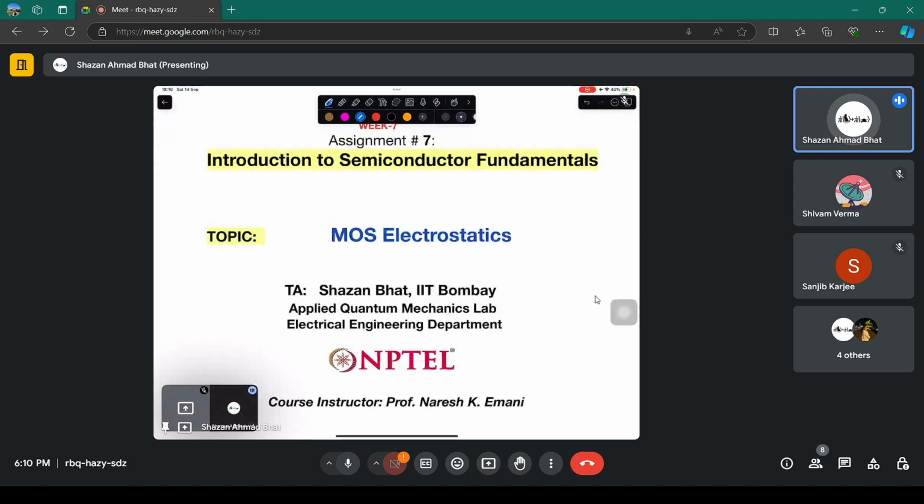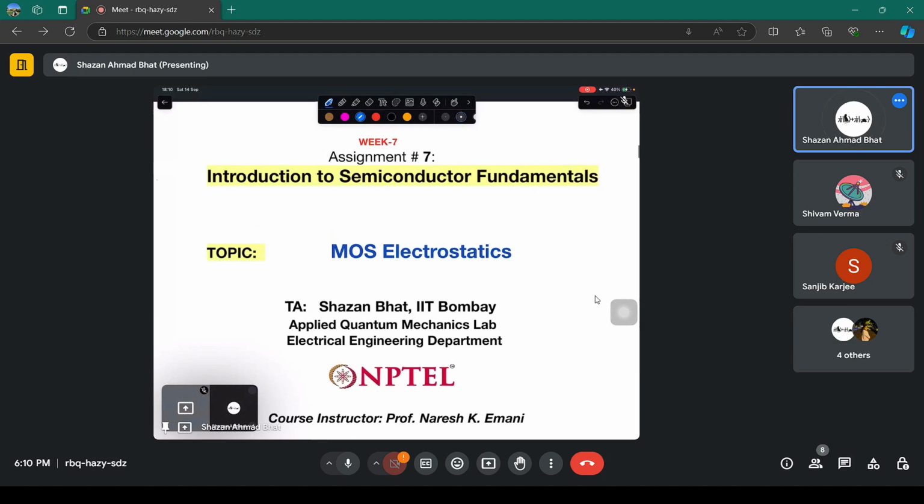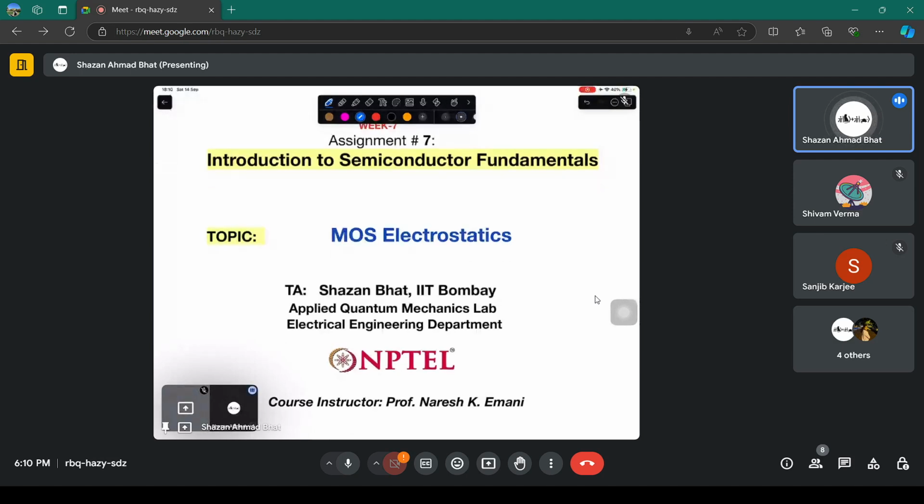So let's get started with today's session. It'll be a brief session today, maybe one and a half hour session. So what we are going to cover today is MOS electrostatics.